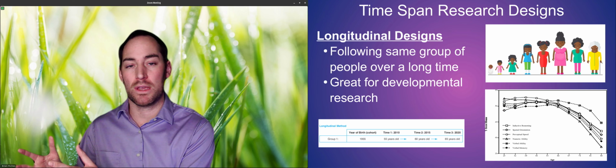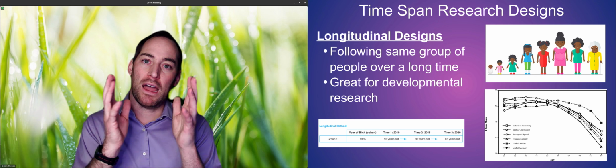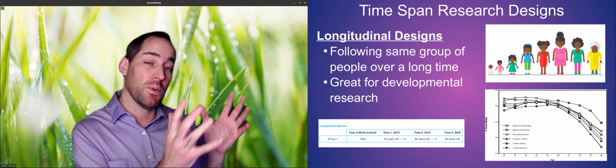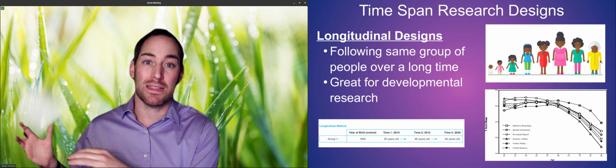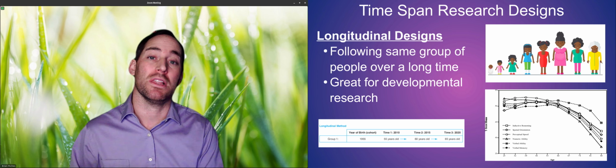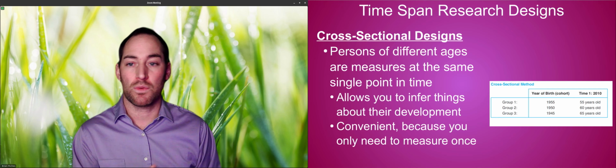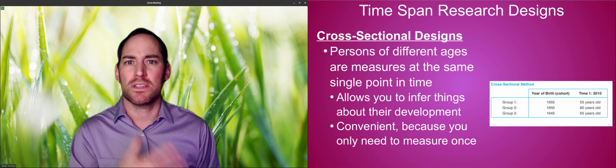We'd measure their working memory today. When they're 5, we'd measure them when they're 10, and we'd measure them when they're 15. And that's really great because it lets us see the change over time. It lets us see that development, because these groups with the cross-sectional design, they've experienced different things, right?